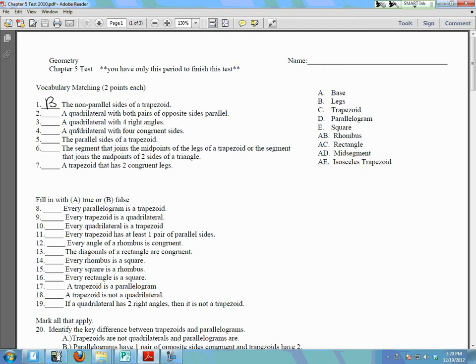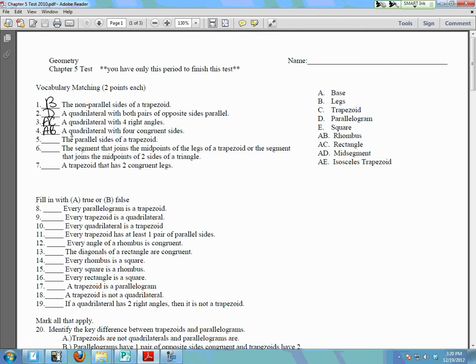A quadrilateral with both pairs of opposite sides parallel. That is D, parallelogram. A quadrilateral with four right angles. Okay, by definition, that's a rectangle. A quadrilateral with four congruent sides. By definition, that's just a rhombus. A lot of people put square here. Square needs four congruent angles and four congruent sides.